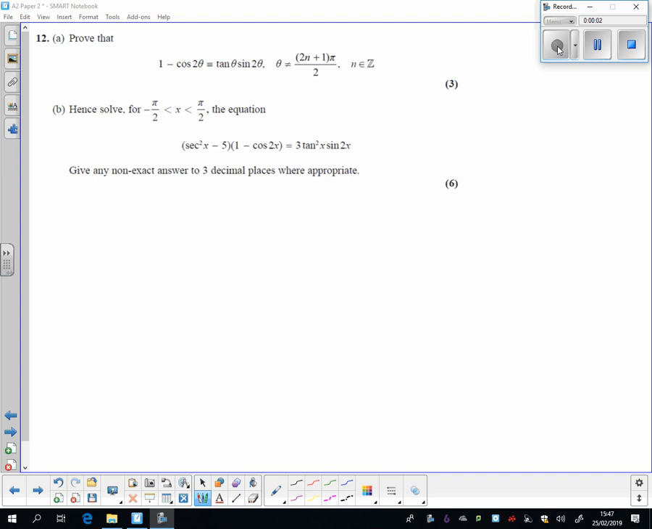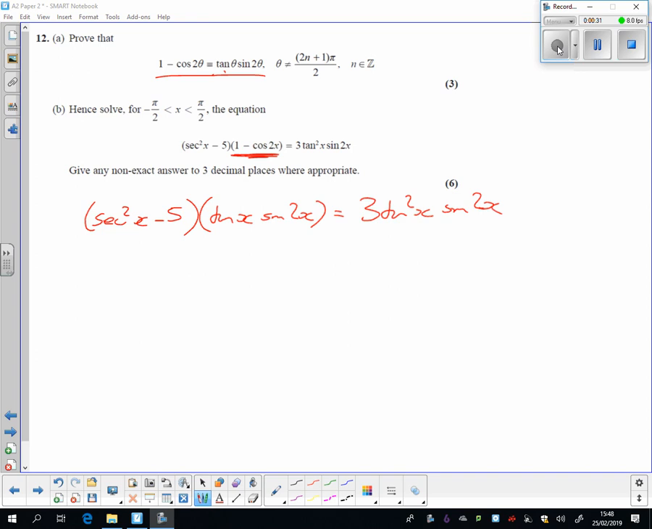As usual in these trig questions, the second part, we need to use what we've just done. So I think you need to spot here that we've got a 1 minus cos 2x here, so we're using that as a replacement. So I've got x squared x take away 5, and then rather than writing this, I'm going to write tan x sine 2x, and that equals 3 tan squared x sine 2x.